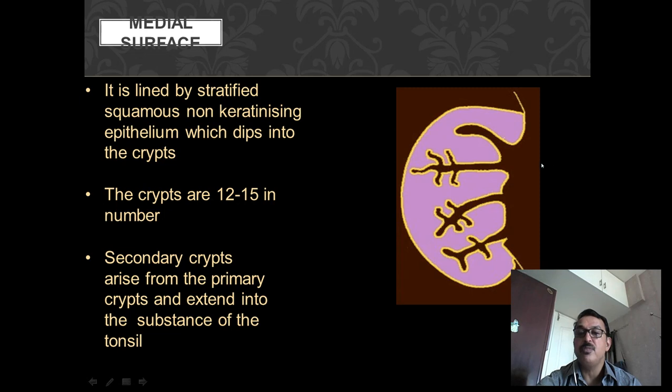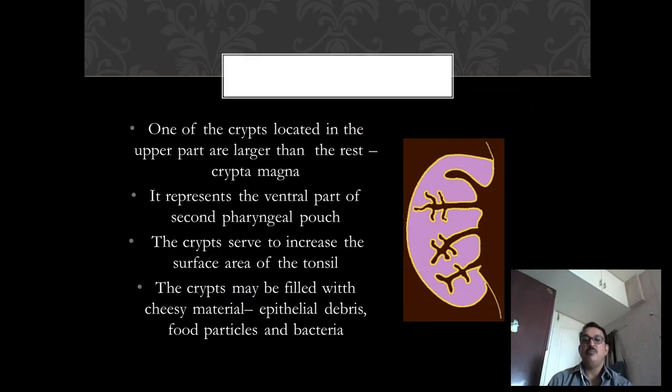It has got an upper pole and a lower pole. Medial surface, if you see, it is lined by stratified squamous epithelium, non-keratinizing, and you can see the dips of the epithelium into the depth of the tonsil, and these are called tonsillar crypts, which are about 12 to 15 in number. And there can be secondary crypts also. This is the primary crypts, and this is the secondary crypts.